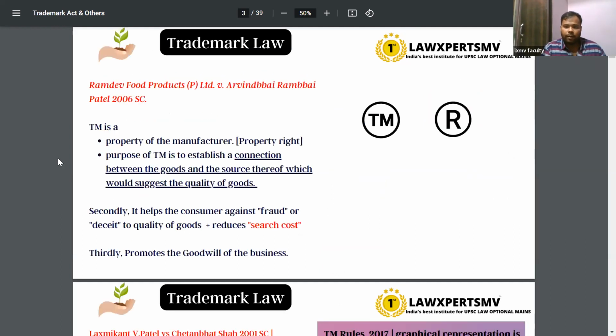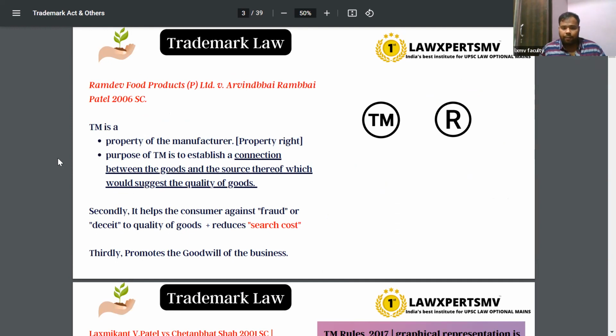Okay, we'll come to the trademark aspect once again. This is a very famous case. It was a Supreme Court case, and a ratio has been given in this case. The Supreme Court was saying that a trademark is the property of the manufacturer of particular goods or of particular services. It is considered to be a property right.